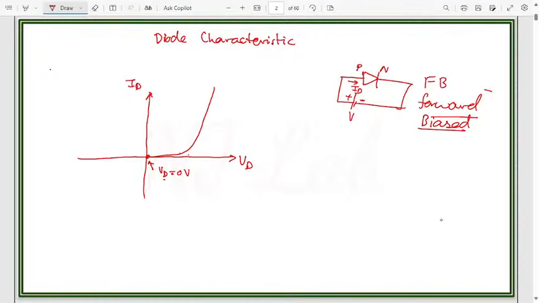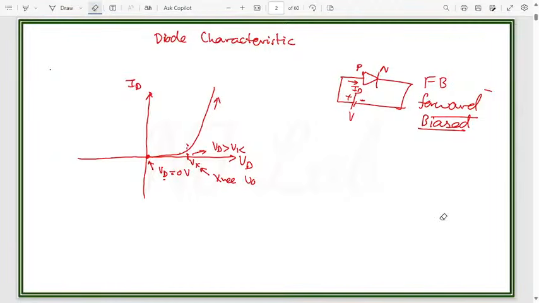This diode will try to stop the current. But after some certain voltage, let it be Vk, if we increase the voltage greater than Vk, then we see that there is a sudden increase in the current. And this Vk is known as the knee voltage. Knee voltage is the voltage after which the diode starts allowing the current through it.